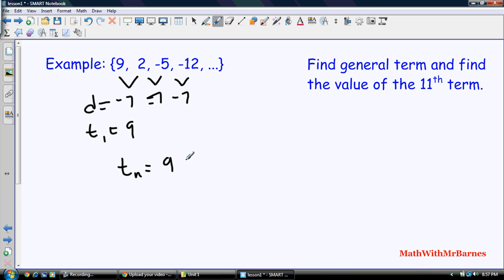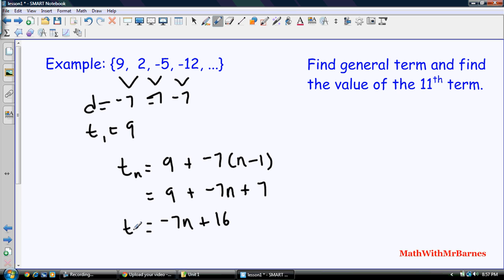Now I get 9 plus -7 times n minus 1. So I'm left with 9 plus -7n. -7 times -1 is 7, so be careful of your signs there. I'm going to be left with -7n, and you should have guessed that because that's my difference. 9 plus 7 is 16. And here we go, that's it. Done deal. There's my general term.